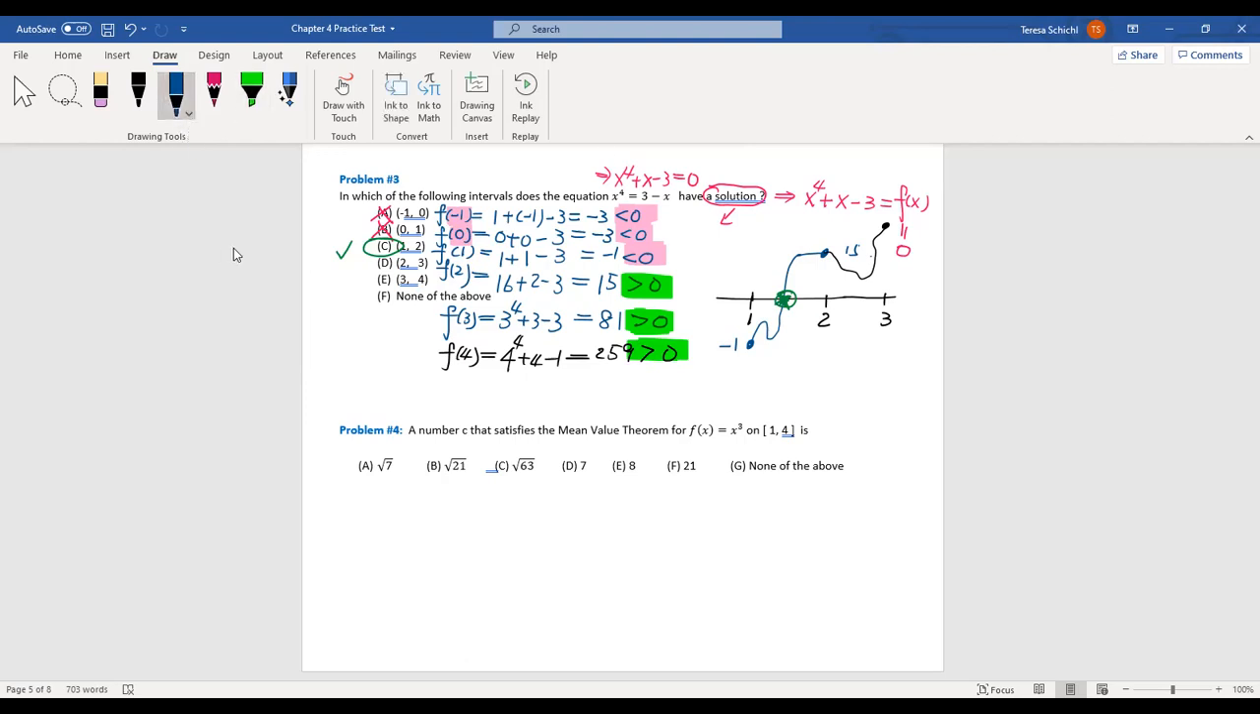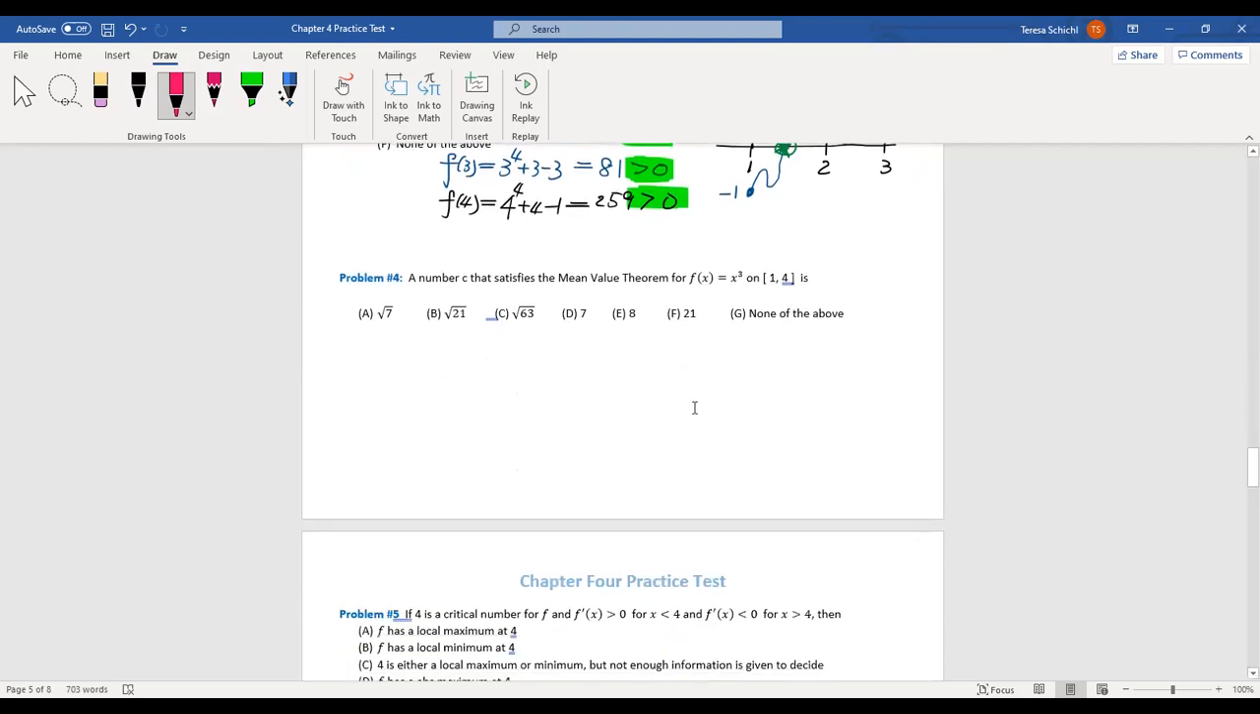To have a solution. But from here to here, right? So from 1 to 2, I did see a sign change because this is a continuous function. It has to pass here. All right. Okay, now let's take a look at problem number 4 here.